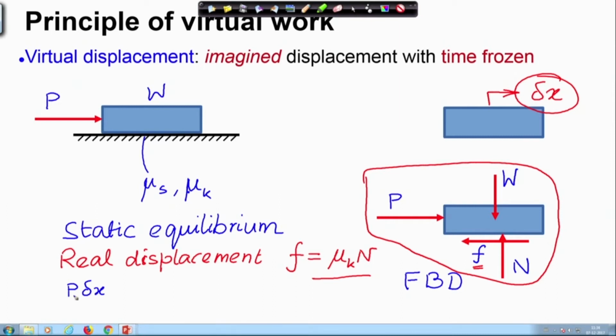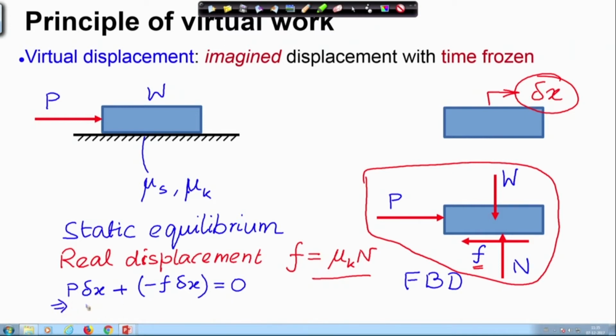So, therefore, the work done on the block by the external force P is P times delta x, plus the work done by the friction force F due to a virtual displacement delta x, which must be F dot delta x. Now, if you take this dot product in the vector sense, you will get minus F times delta x, and this must be equal to 0. Why is this minus? Because F and delta x are in opposition. So, therefore, the work done is negative.